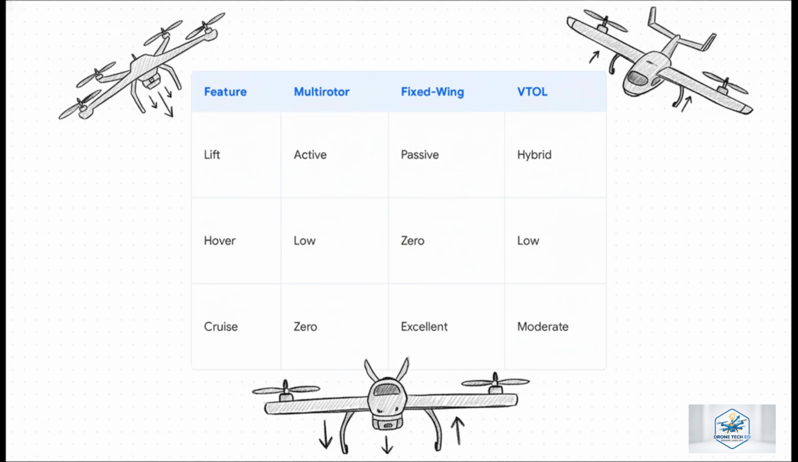Take multirotors, for example, like your standard quadcopter. They offer incredible hovering versatility, but because they have to actively force air down just to stay aloft, their cruise efficiency is basically zero. Fixed-wing setups, like traditional airplanes, are the exact opposite. They use passive airfoil lift for amazing cruise efficiency, but they literally can't hover at all. And then we have hybrid VTOL platforms, which try to blend both, using symmetric airfoils to manage the incredibly complex transition from hovering to forward flight.